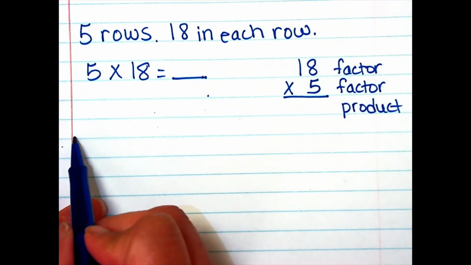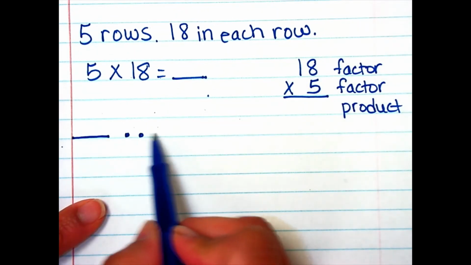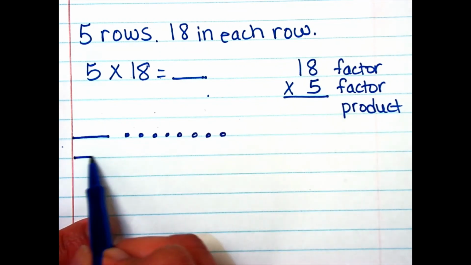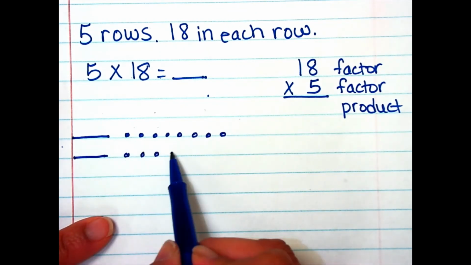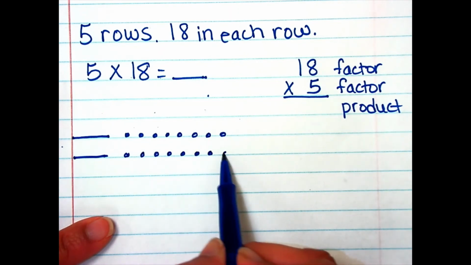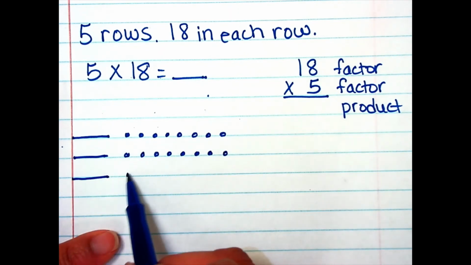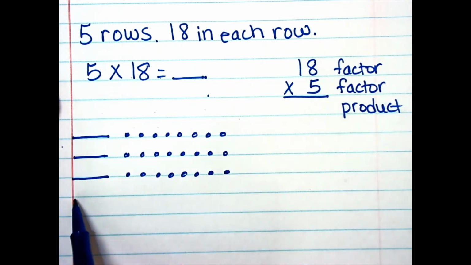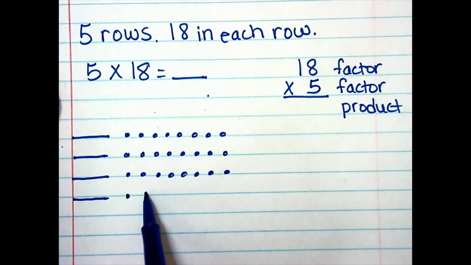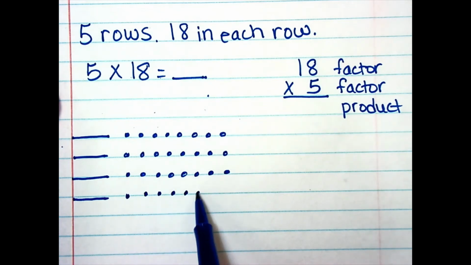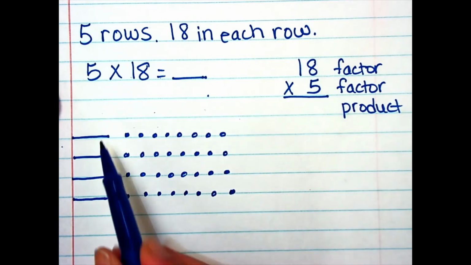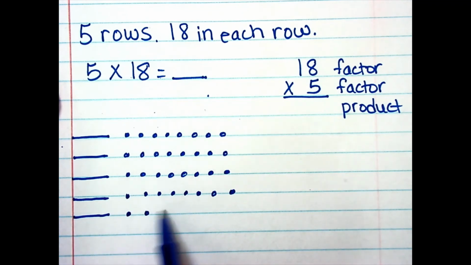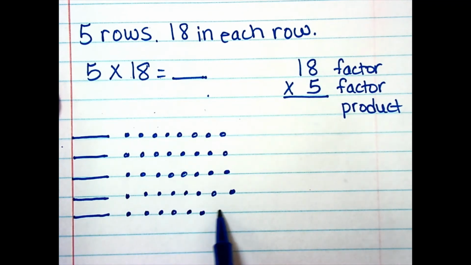Okay, so I have 10, 11, 12, 13, 14, 15, 16, 17, 18. Another row of 10 through 18, and another, and another. That's 4 rows. I need one more. 10, 11, 12, 13, 14, 15, 16, 17, 18.